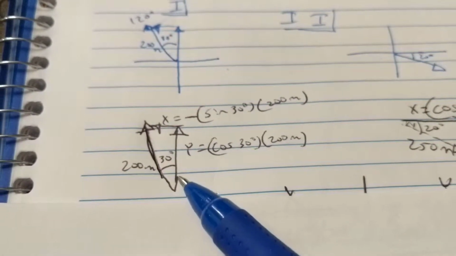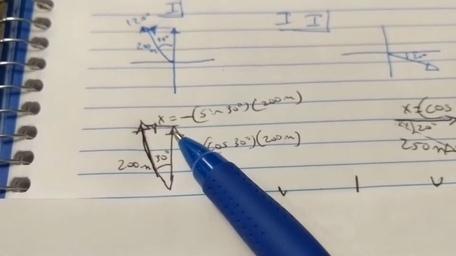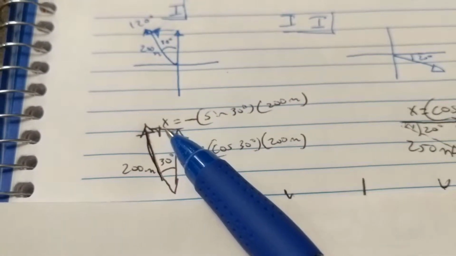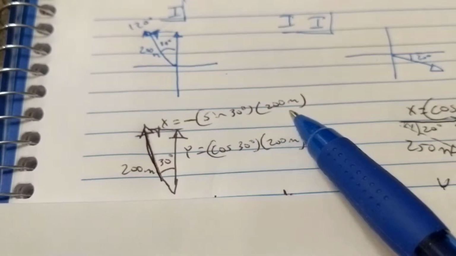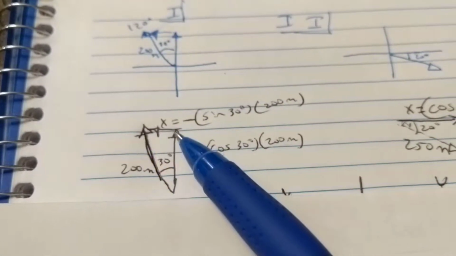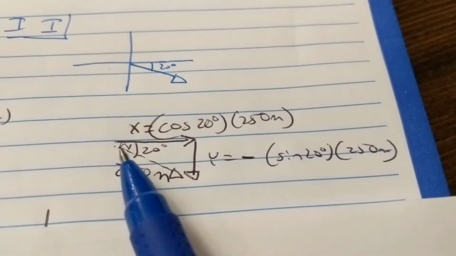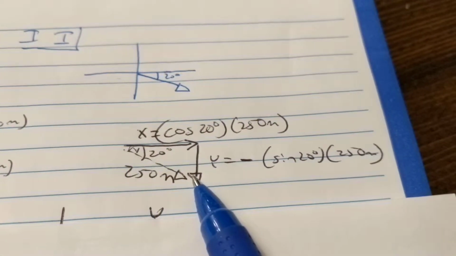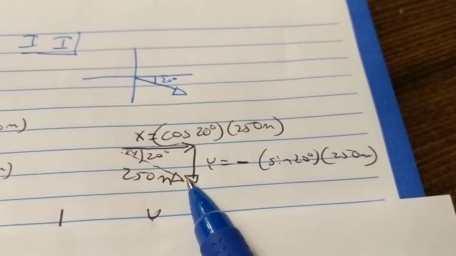It's positive because this vector is drawn going up, going to the north. For the X, compared to this angle, it's the opposite side. So you've got sine of 30 times 200, and it's negative because it's going west, right? He's going in that northwest quadrant. For section 2 here, if I redraw my triangle, he's going down into the southeast quadrant, 250 meters at 20 degrees.